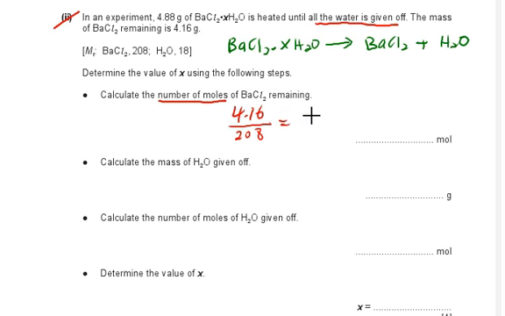So when we calculate this, we will be getting 0.02. So 0.02 moles. Okay, so now if you look at here, this is 1. The ratio here is 1, here's 1, and here's 1. Okay, so this is 0.02.